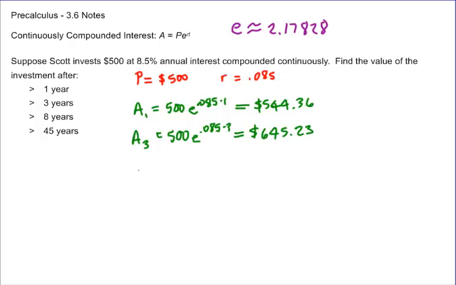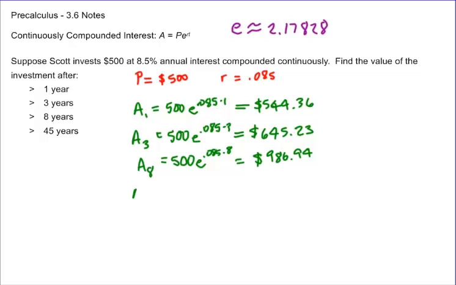Well, what about after 8 years? Same setup. Now instead of times 3, it'll be times 8. So punch that into your calculator. And this one, after 8 years, your money is almost doubled, $986.94.